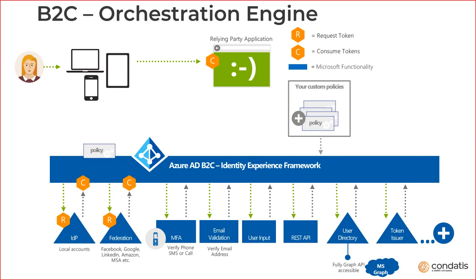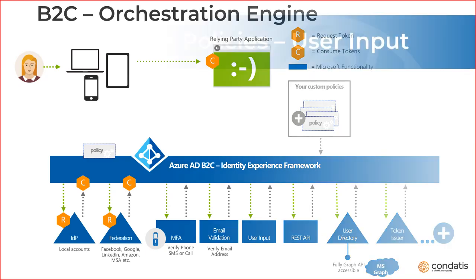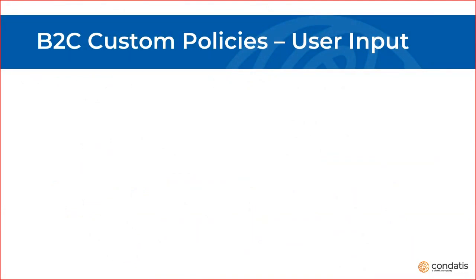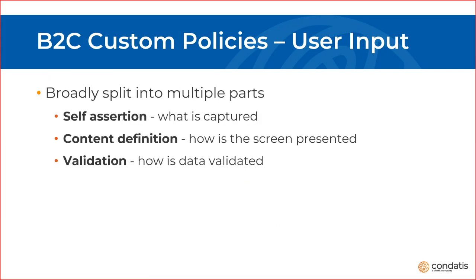So let's dive into a few just to see a bit more detail about some of the common functionality. Most commonly, what you're going to need to do is capture some kind of input from your user. Broadly in B2C, that's split into multiple parts. There's a self-assertion, which is what information you're capturing from the user. There's content definitions, which are how those capture screens are presented to the user, how they're laid out, how they're styled. And validation, which is what rules are being run to ensure that the captured data is correct.